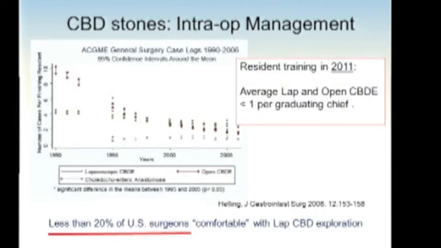Now, this is a very telling slide that was given to me by Dr. Magnuson from Johns Hopkins. This shows the incidence of the number of cases, the mode, if you will, for general surgery residents graduating. The average lap chole and open common duct total per chief graduating to sit for their boards is less than 1. So we have a serious problem here.